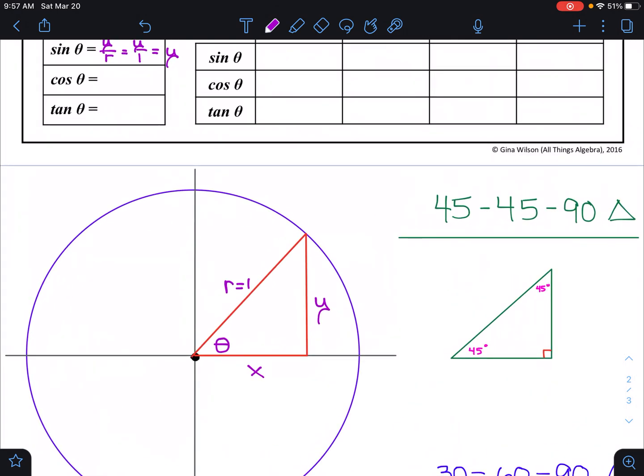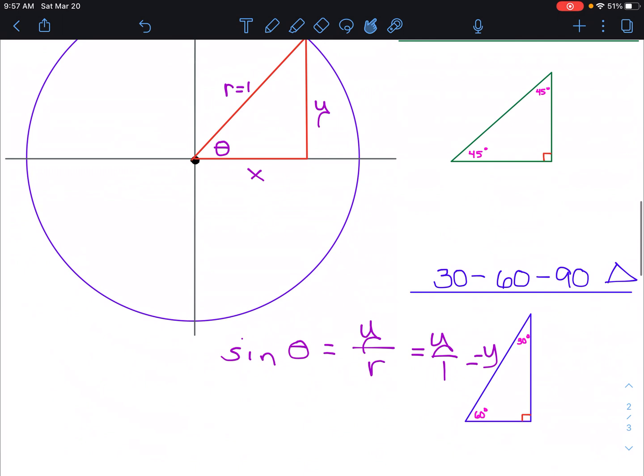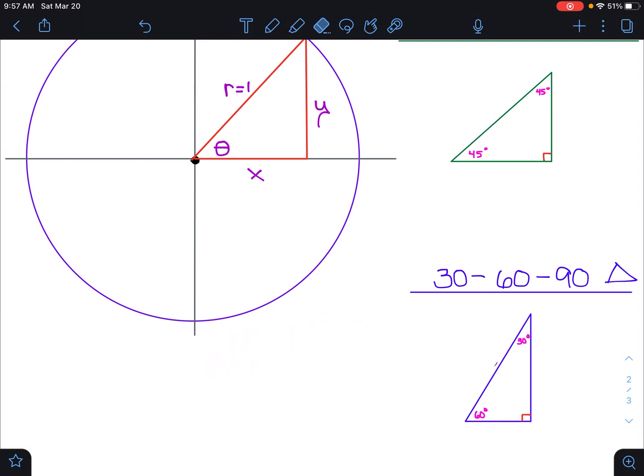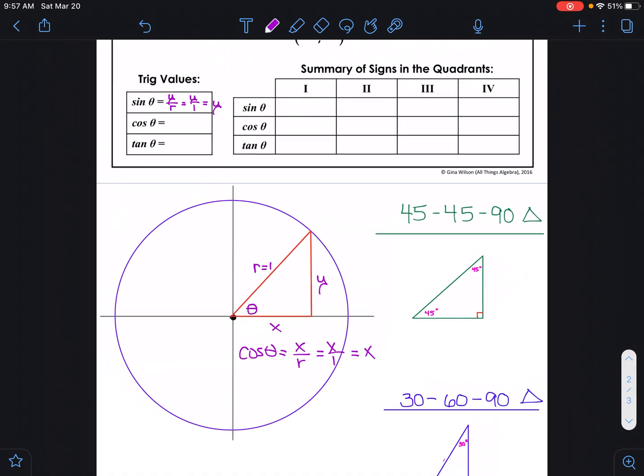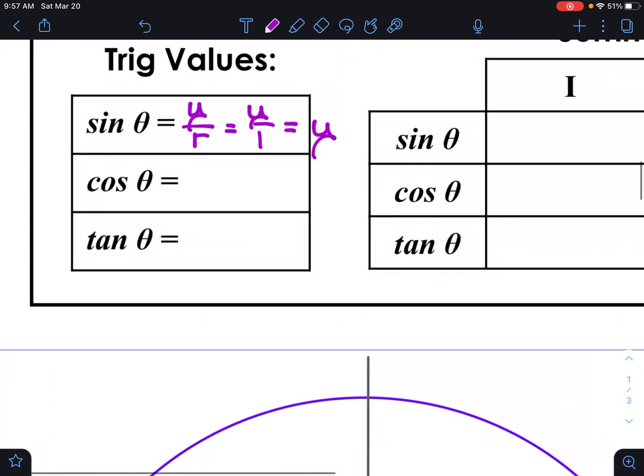Okay, so cool. Now let's say we look at cosine. I'm going to erase this here. Okay, so cosine, maybe I'll just write it in here. Cosine of theta is adjacent, which adjacent would be x over r. And because r is really 1, this is just going to end up being x. Okay, let's put that in here.